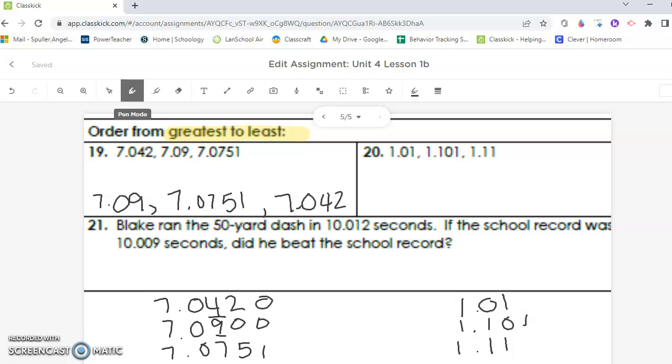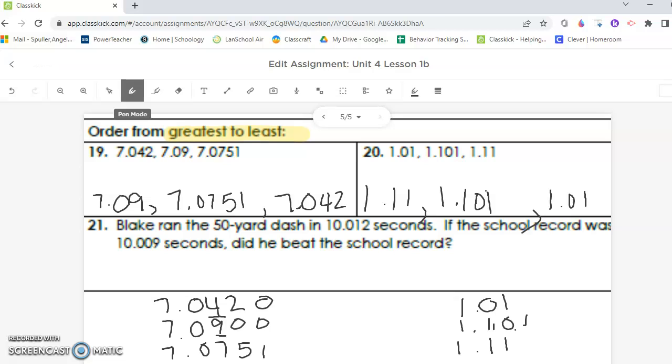Okay, for 20, you should have lined them up like this. All right, so the greatest one. Well, these two have ones, but this one has a 0. So I'm going to go with the 1.11 because that's like having a dollar and 11 cents. Then the smallest one would be the dollar and the penny, right? $1.01. And then in the middle of these two would be the one that's a little over $1.10.